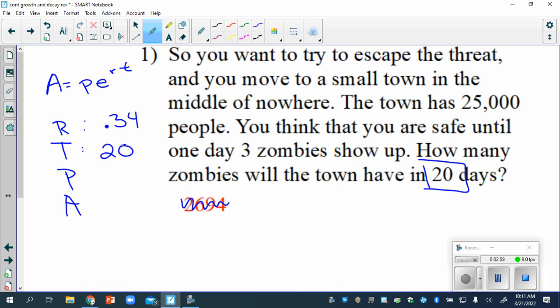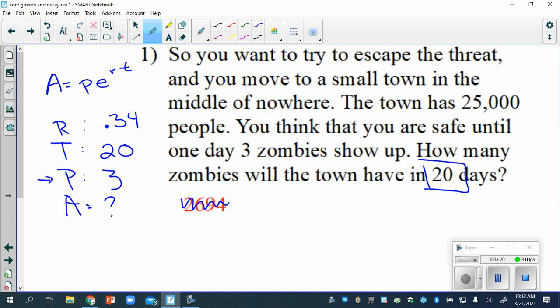Now, how many zombies came into our town and infected our town? 3. That's our starting point. That's a little tricky. I just need you to remember, P is like that in math terms, they say principal amount. That means where do you start with? And we want to know how many zombies take over our town, how many after 20 days.